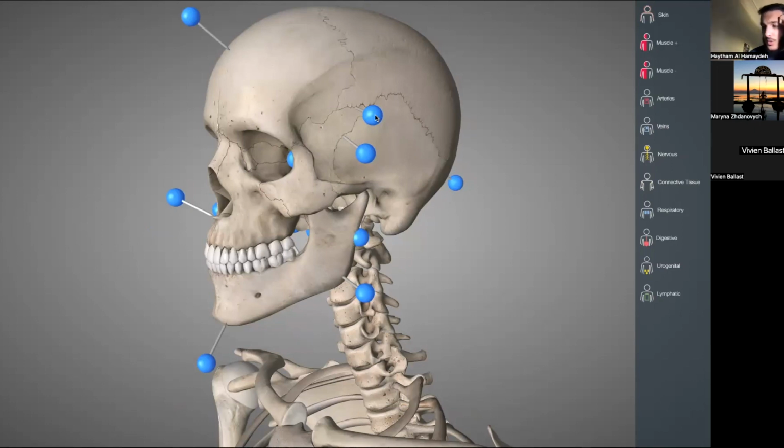Okay, for the second one, this pin right here. Okay.